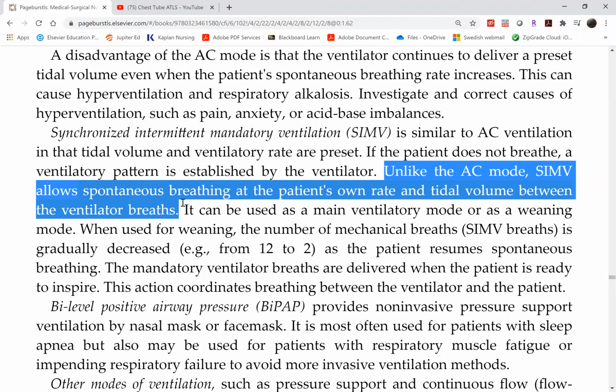There's something we call minute ventilation. It's really simple. It's the rate times the tidal volume. So how many breaths per minute times tidal volume, that is your minute ventilation. As long as the patient meets the minimum minute ventilation, that's fine. The vent won't work. But if the patient fails to meet that minute ventilation, then it will give the preset rate and preset tidal volume to meet the minute ventilation.